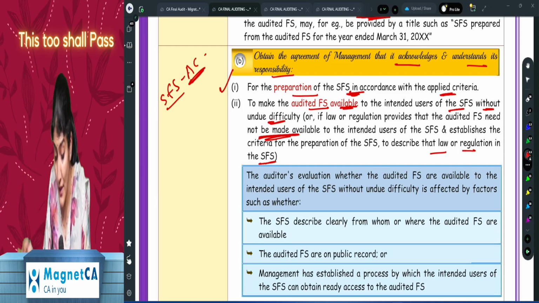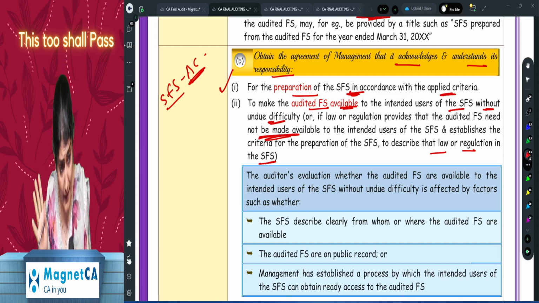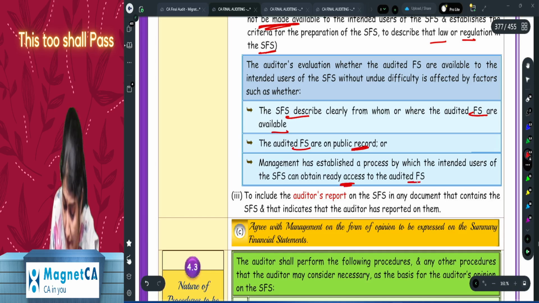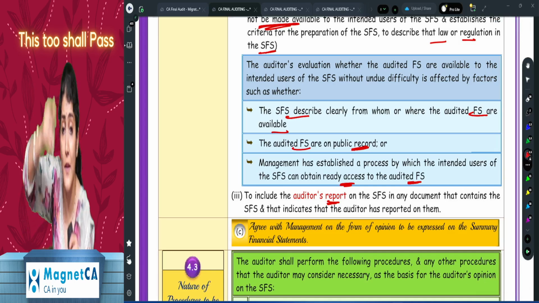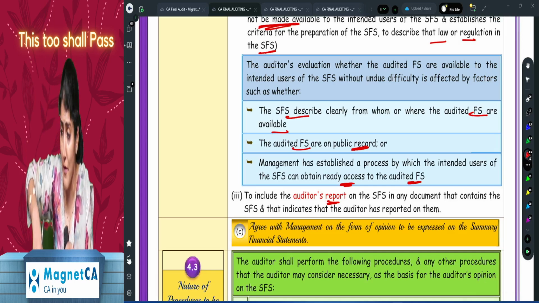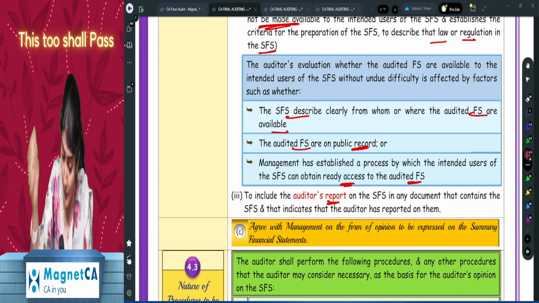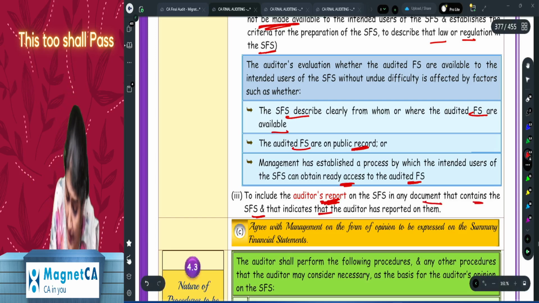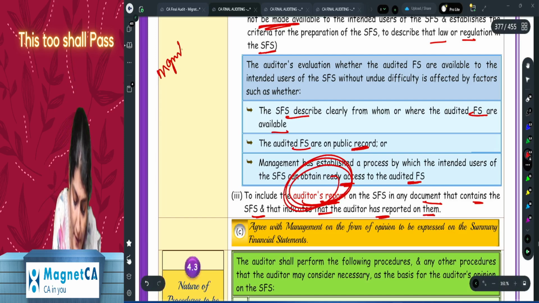Second, to make the audited financial statements available without undue difficulty, unless law or regulation says that they need not be made available, right? So the summary should clearly disclose from whom or where the audited statements are available, whether they are on public record, and whether ready access is available to the audited financial statements. And then to include the audit report. Now, whenever management is going to beat the drum everywhere about summary financial statements, the CA also gives a report on the summary. It says the report should be attached to any document that contains the summary financial statements and indicates that the auditor has reported. Right? So these three are the responsibilities of the management.